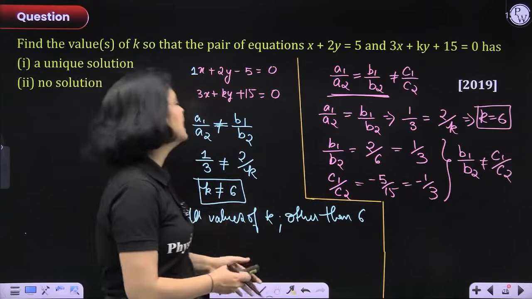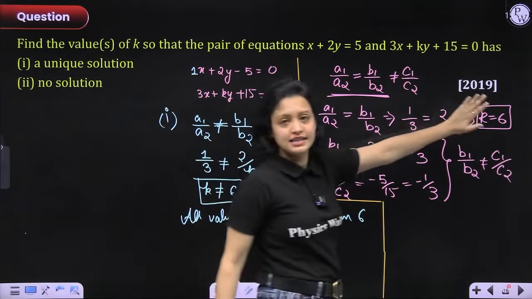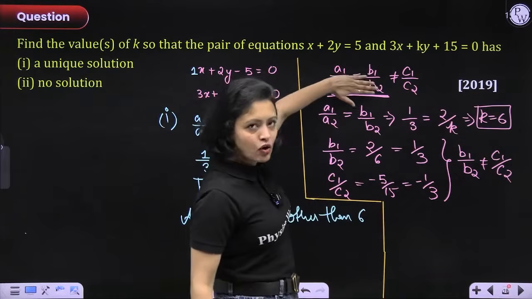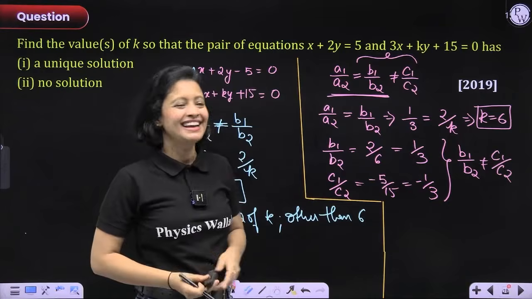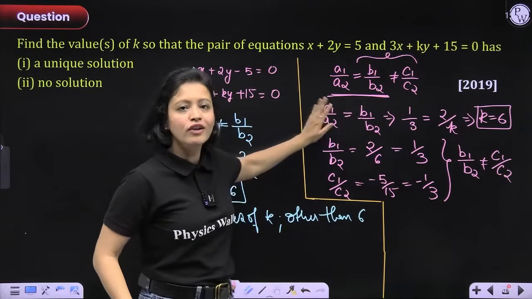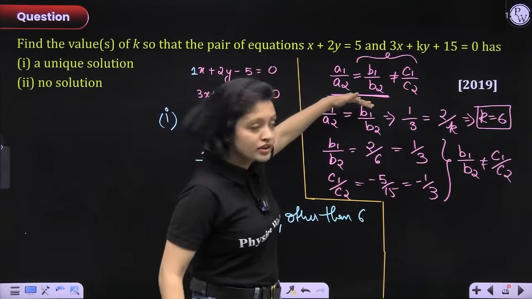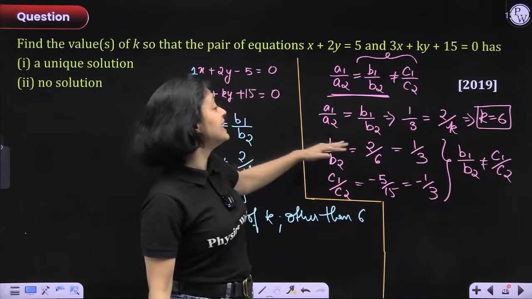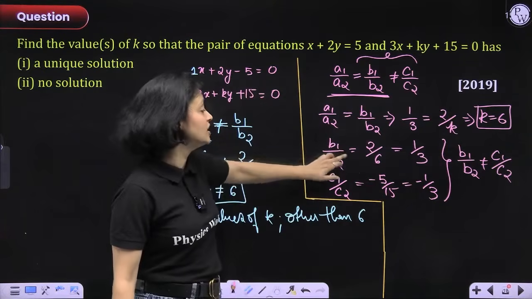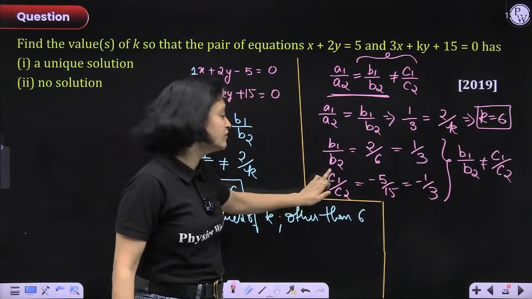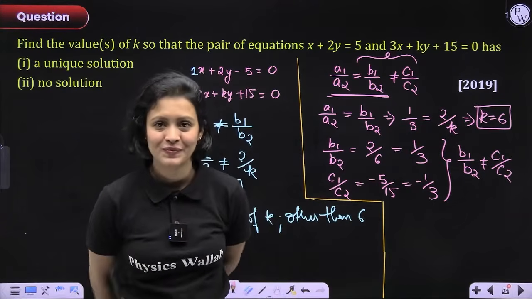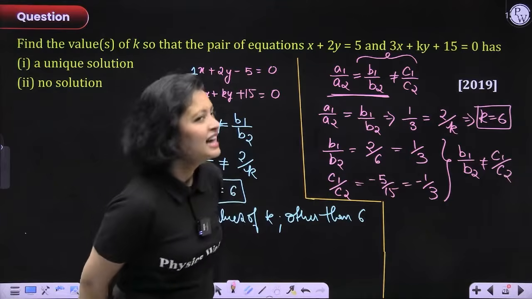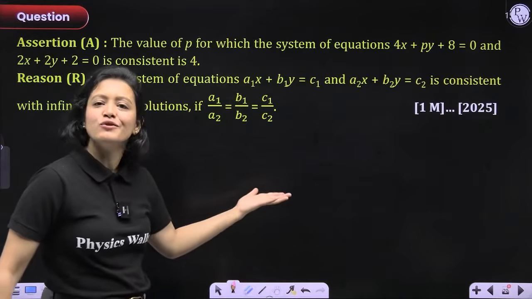This is what we required for no solution. So yes, we can see that for k is equals to 6, the first thing also holds and the second thing also holds. Both the things hold. So you will individually find. First of all, we figured out the value of k from the first equality. And then this k is equals to 6 we put here to figure out b1 by b2. Then we figured out c1 by c2 and we checked whether b1 by b2 is not equals to c1 by c2. Okay? Simple, easy. So yes, let's move on, guys.